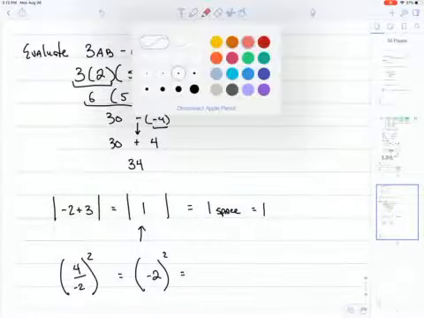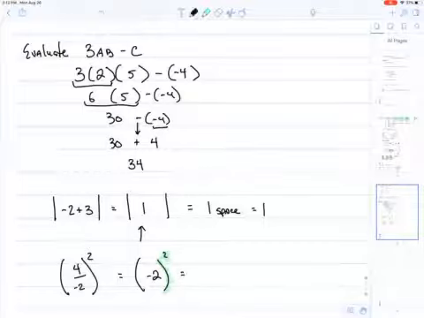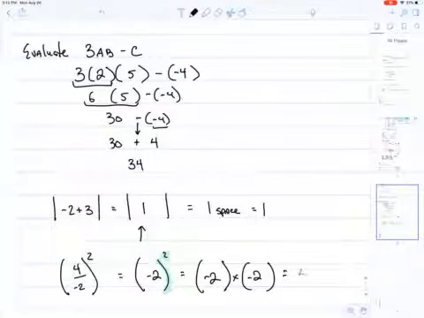I'll get my highlighter again. It used to be green. This is touching this, so now we're going to go ahead and write this twice. And -2 times -2 is +4.